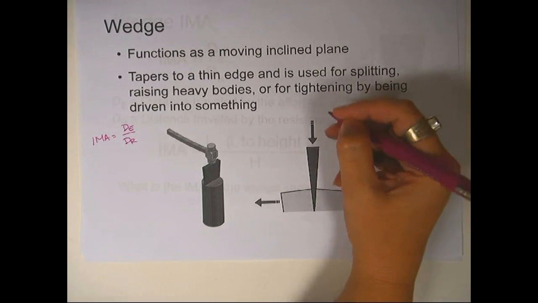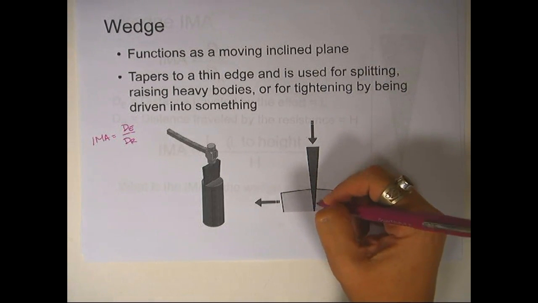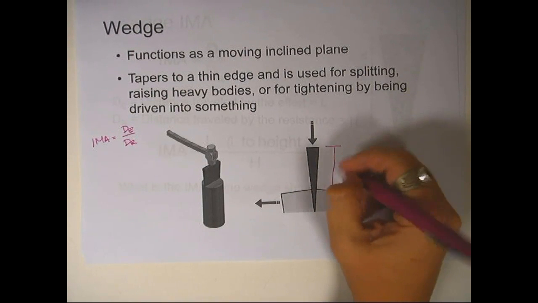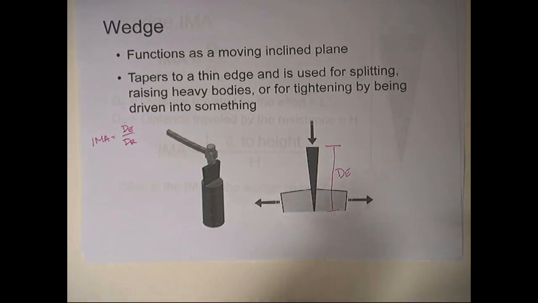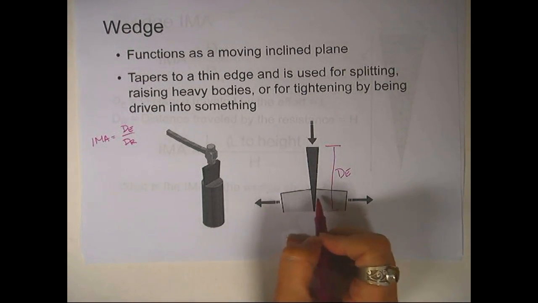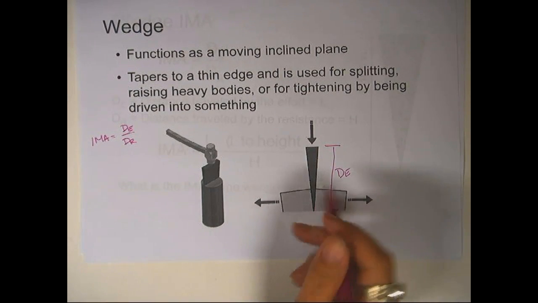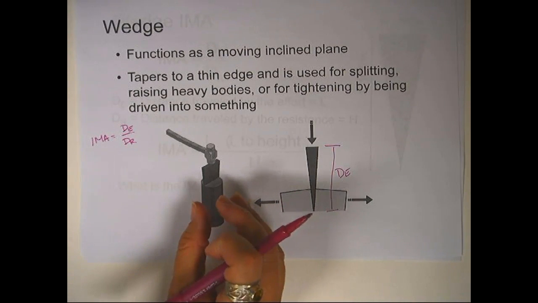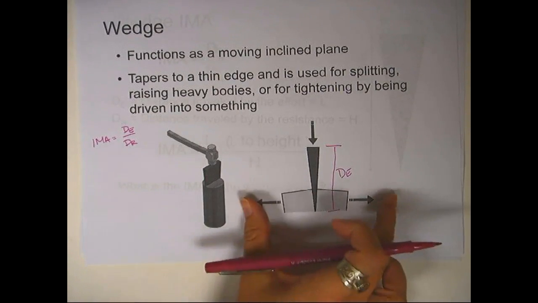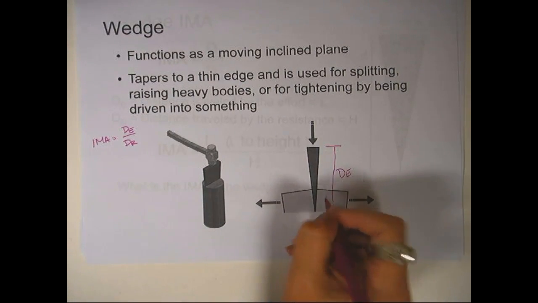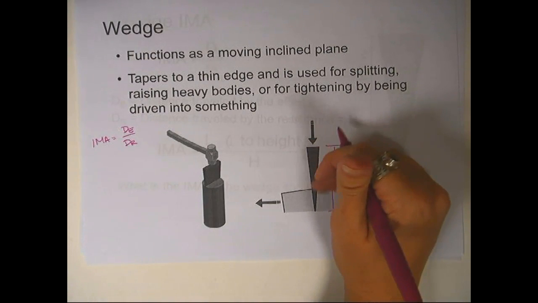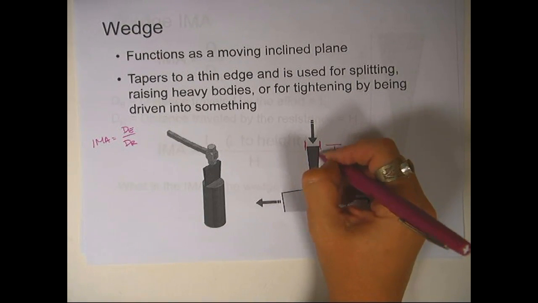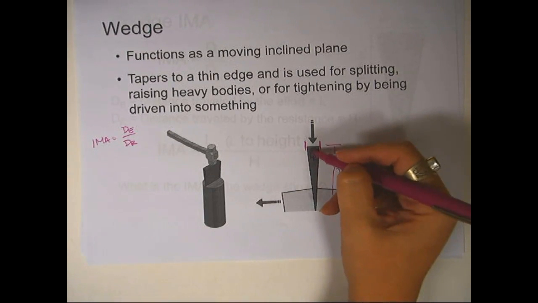Our effort, like if we're hitting this wedge with a sledgehammer to split this log, is up here. So the distance I move this wedge in, that's my DE. And then the distance this moves apart is my resistance. This log is held together by the force inside the log, so the distance of the resistance is this distance that goes out. If I push this wedge all the way in, it'll eventually move this material this far apart. And that right there will be my DR.